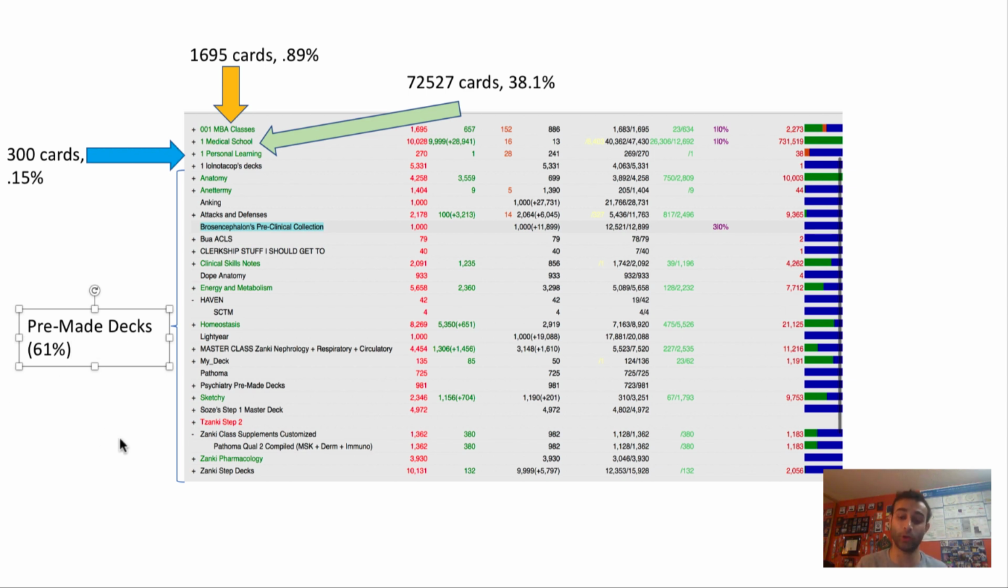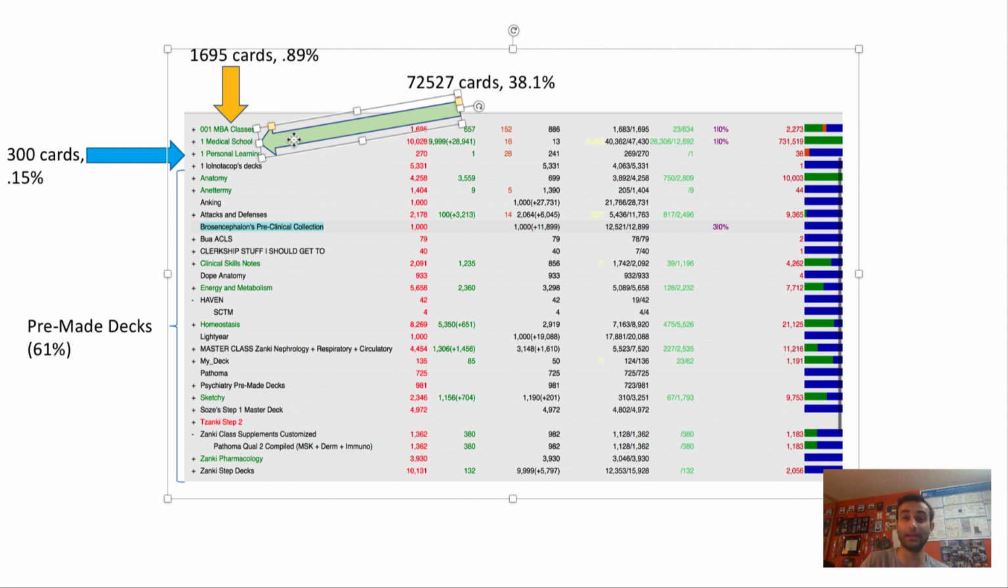And why is that? Well, the reason is I downloaded a bunch of pre-made decks. And what I did was I then would take the cards from those pre-made decks and bring them into my own decks. So I have three big categories outside of pre-made decks where my cards sit. The first biggest category is just medical school. In medical school, I not only made my own Anki cards, but I also made a bunch of pre-made cards that I would drag and drop into my personal med school deck. So 38.1% of my storage in Anki is my personal medical school cards.